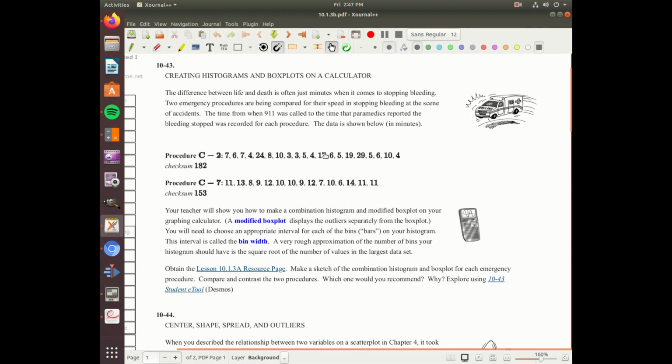So procedure C2 has all this data, and C7 has all this data. That 2 is procedure C2, that 7 is procedure C7. So your teacher will show you how to make a combination histogram and modified box plot on your graphing calculator.